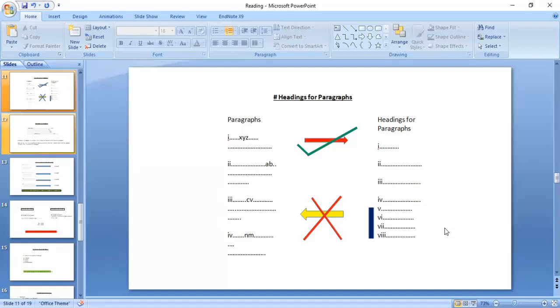So if you start by first reading headings and then go searching for the paragraph, as shown by the yellow arrow, then that method is wrong because you might end up wasting a lot of time searching for the correct paragraphs, because the paragraphs relevant to some headings do not exist. Therefore, the correct order to solve these types of questions would be reading the paragraph and choosing the correct headings. That way you will save time.